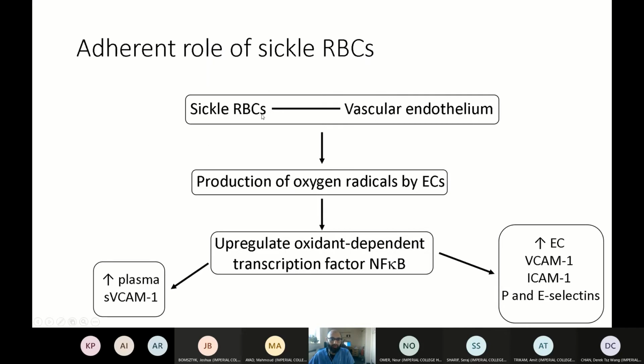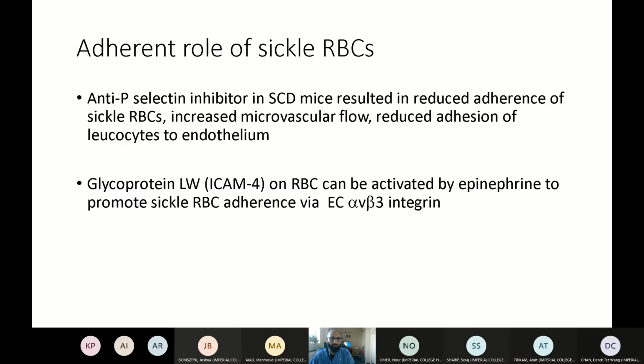And when the red blood cells adhere to the vascular endothelium, or when they occlude the vasculature, they produce oxygen free radicals that lead to upregulation of the transcription factor NF-kappa B, and that leads to upregulation of cell surface adhesion molecules on the endothelium and also on other cells like platelets. We can see these here, and these are the molecules that promote adhesion of the red cells, and other cell types, onto the vascular endothelium, as we'll see. So I won't go into this.